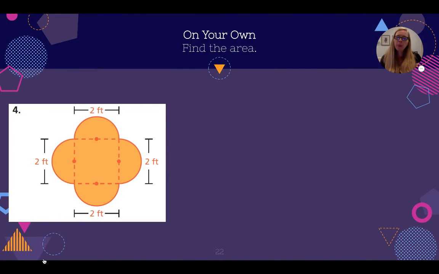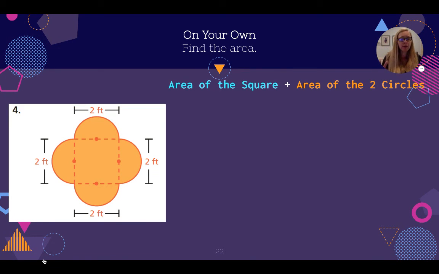Number 4, so we have an area of a square, and then you have 4 semicircles, but you could put those 2 on top and bottom together to make a full circle, and then you have the sides, the left and right, put them together to make a full circle, and so you really have 2 circles. So our area of our square is 2 times 2, and then for the area of a circle, I'm using pi r squared, so remember we need radius. So if the diameter is 2 feet, our radius is 1 foot. So, and we have 2 of those. So 2 times 2 is 4.